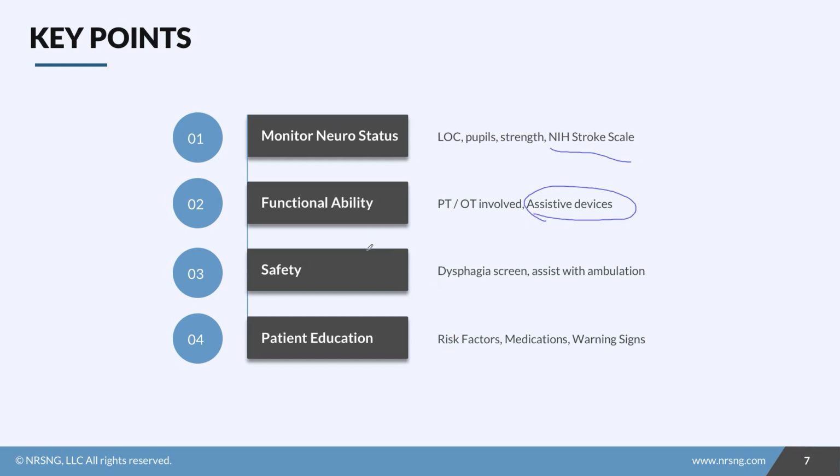Now, we also want to pay close attention to their safety and prevent aspiration or falls when they start walking. So safety is such a huge issue. They're going to have to modify their home. They're going to have to modify all their devices. Safety is such a big issue with these people, especially when we start talking about dysphagia and stuff like that. And finally, we need to make sure that we educate the patient on their modifiable risk factors. This is going to include things like smoking, all their medications, and we want to educate them on the warning signs. FAST.